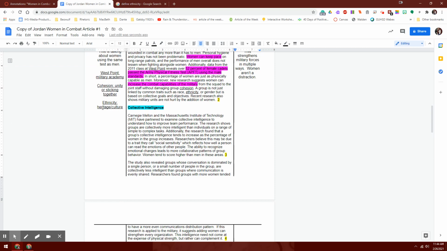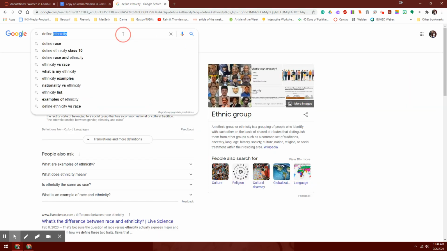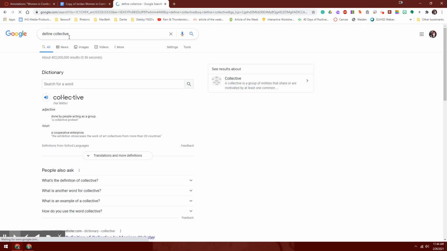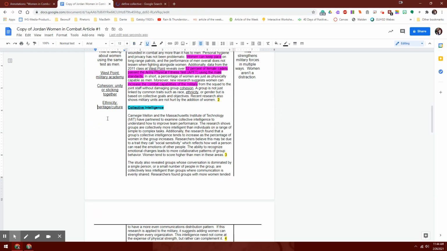Okay, so this has another header right here, collective intelligence. So I'm going to underline this and look at what that means. So people acting as a group. So I'm going to come over here. So what that means is collective intelligence, people are working together.